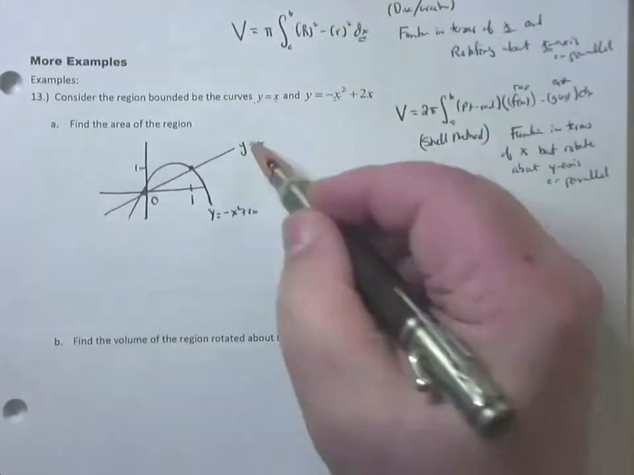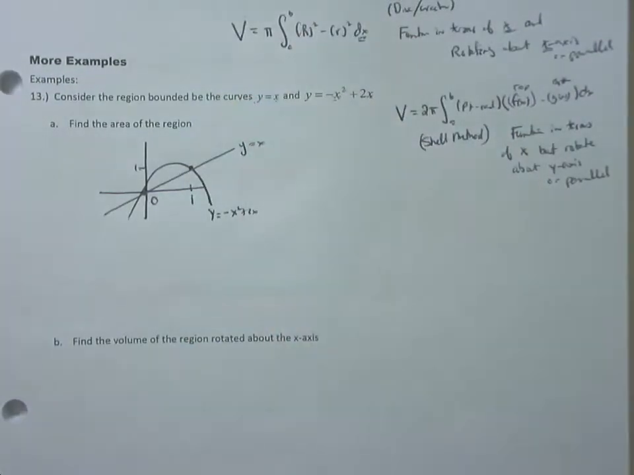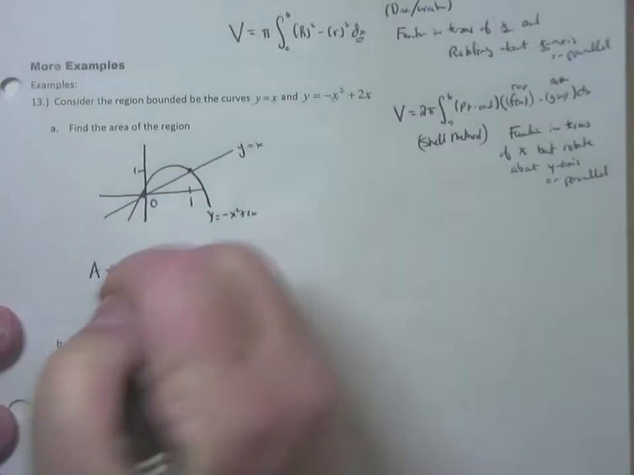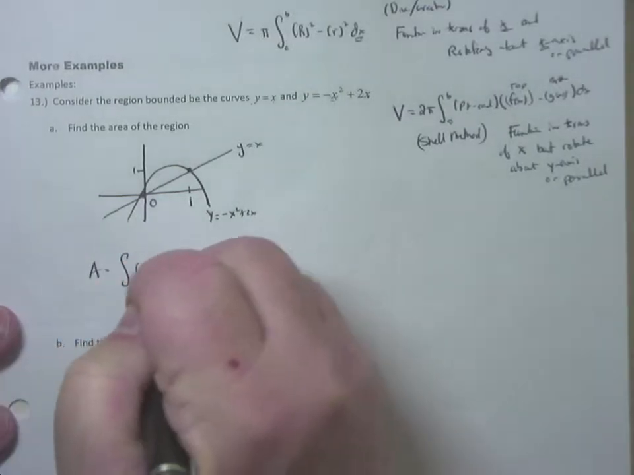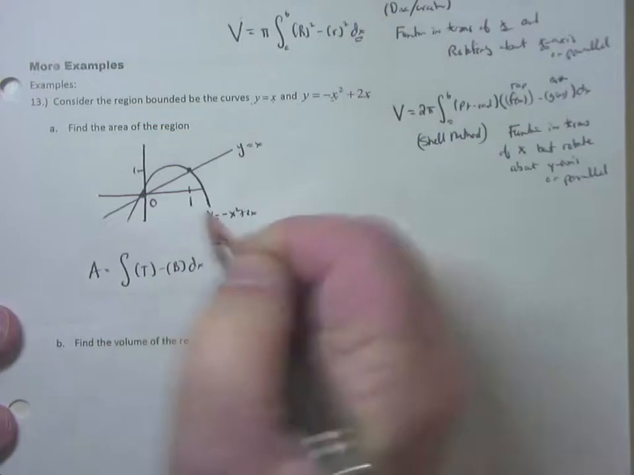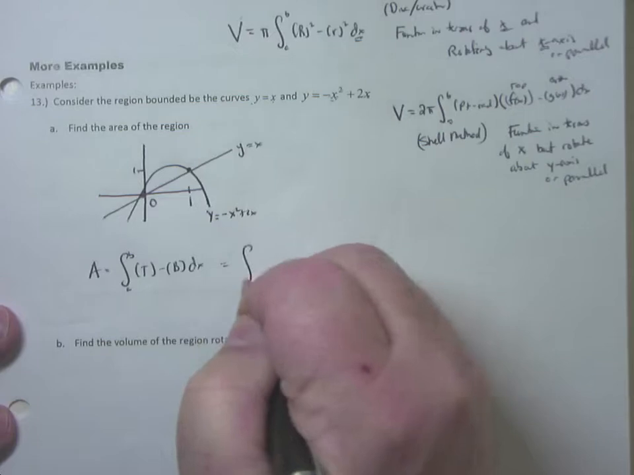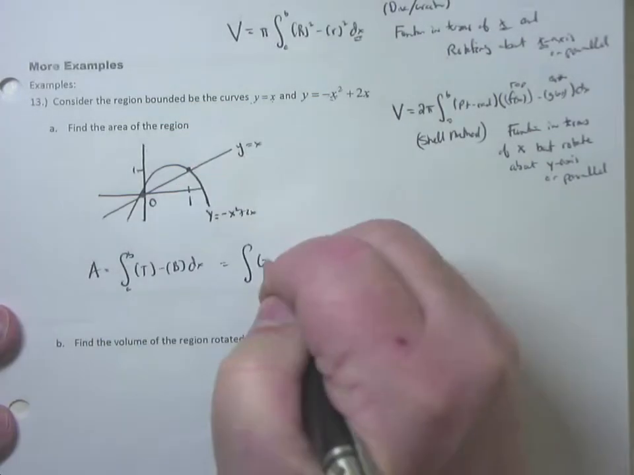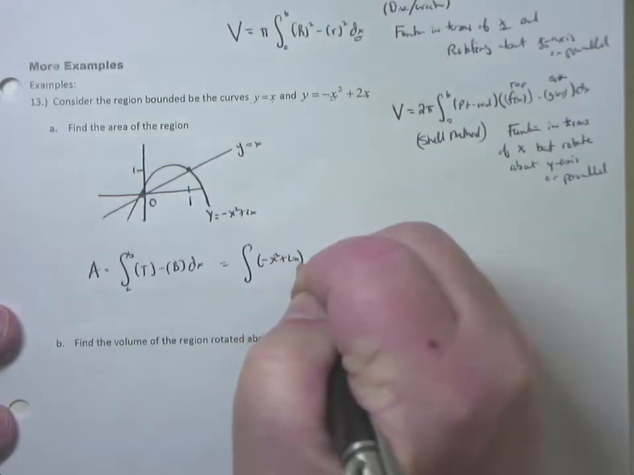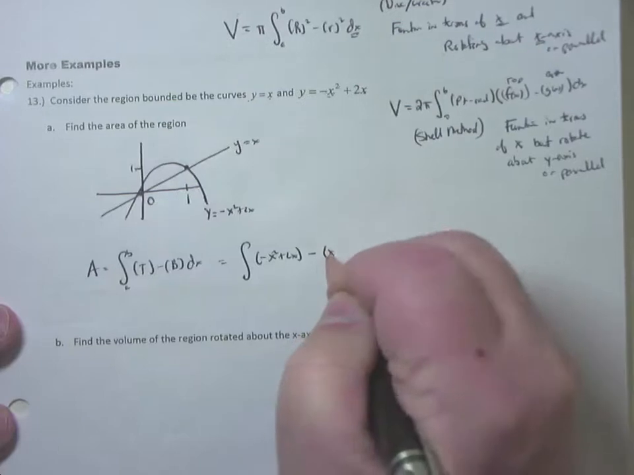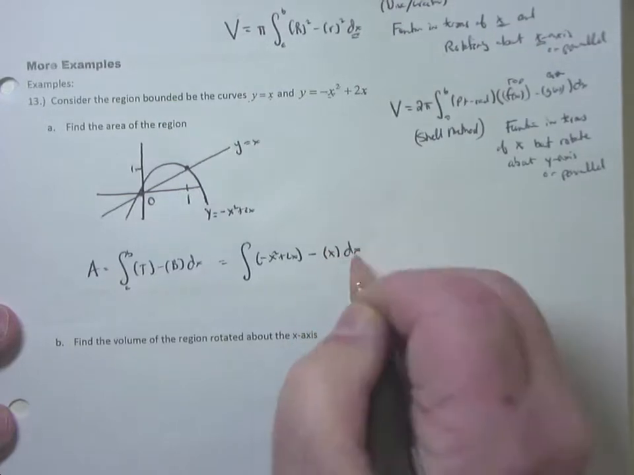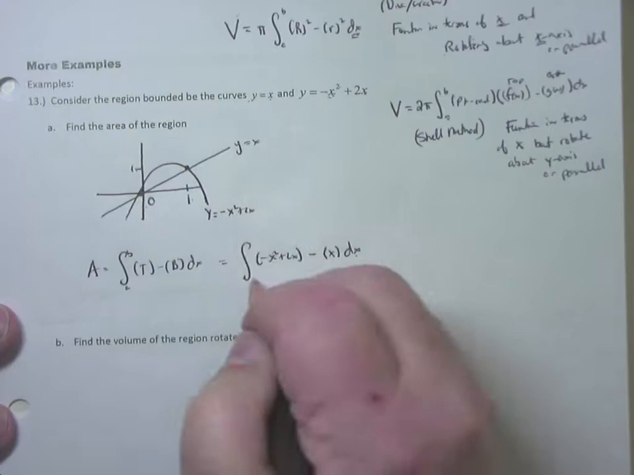But here's what I'm trying to focus on. My function is in terms of x. What's the first question? First question is from chapter 7.1. Find the area. Area is equal to the integral of top minus bottom dx, or right minus left dy, from a to b. This will be the integral of what's on top, the parabola, negative x squared plus 2x, minus what's on bottom, the line, x, dx. This is dx, so x numbers from 0 to 1.